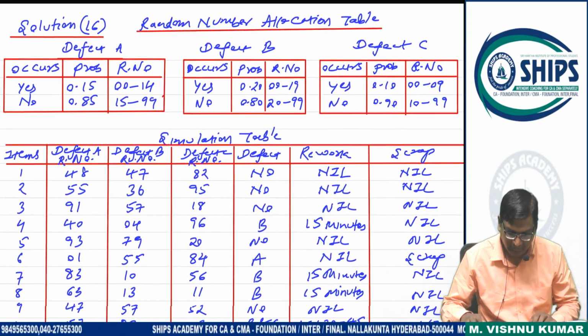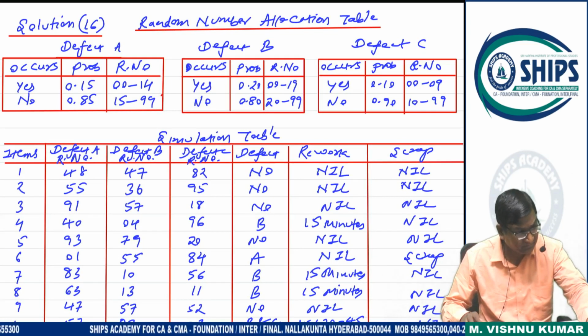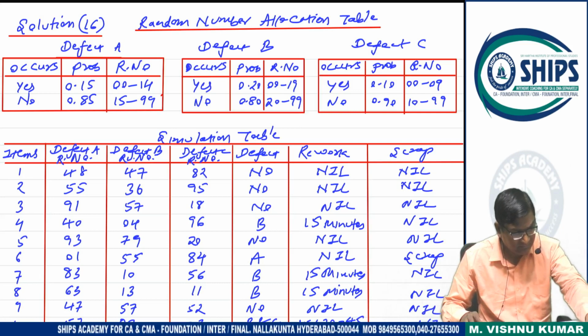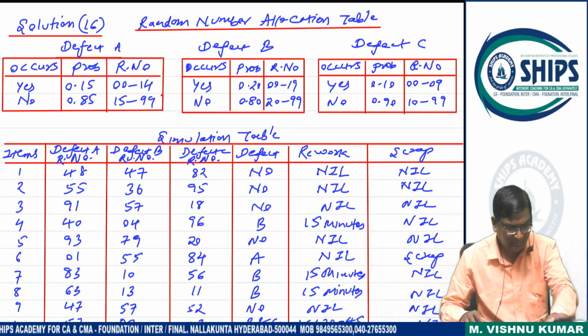So random number allocation table completed. Online students. Completed.